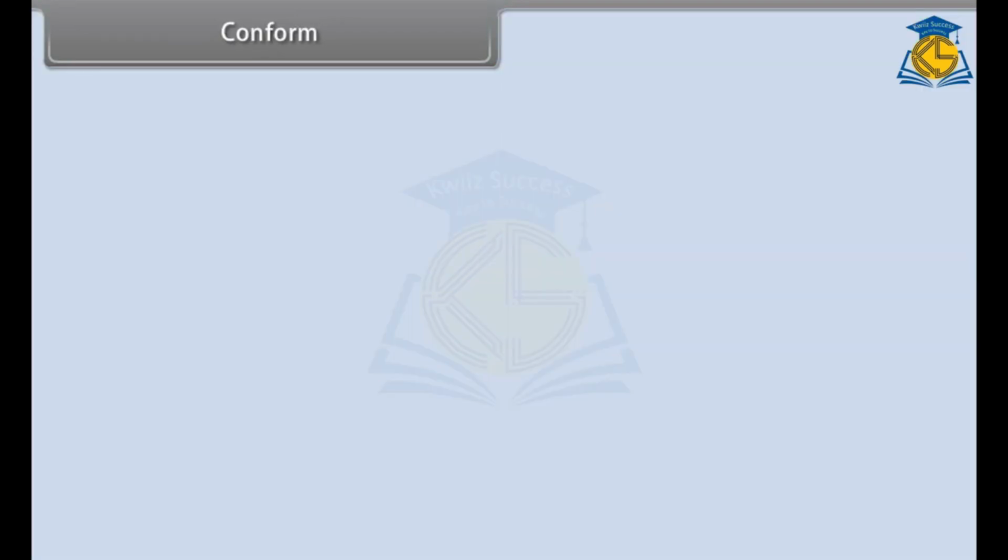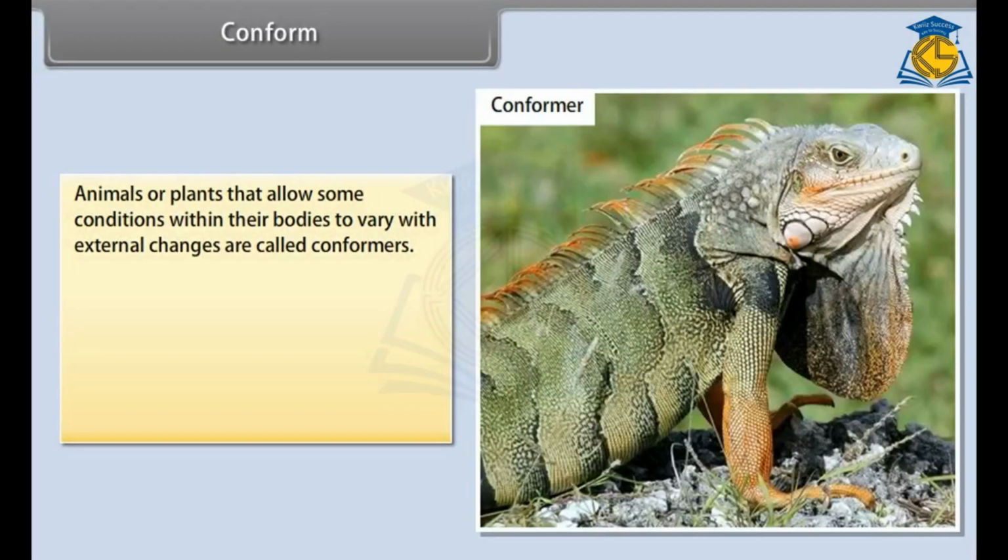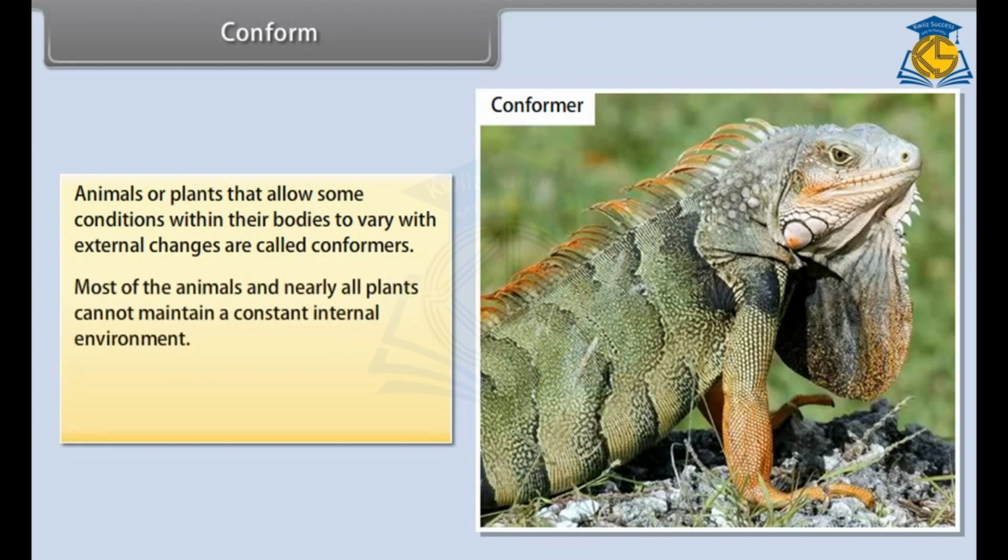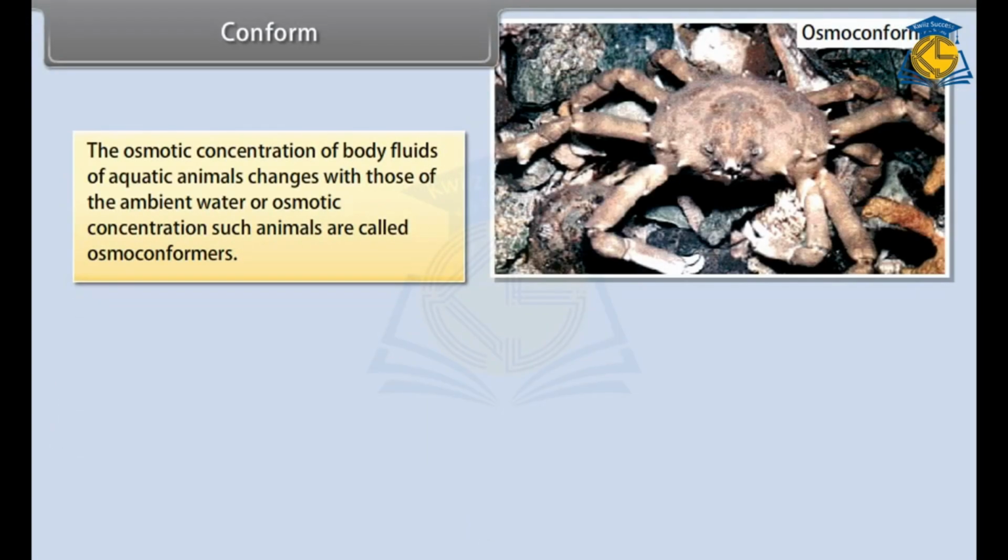Conform. Animals or plants that allow some conditions within their bodies to vary with external changes are called conformers. Most of the animals and nearly all plants cannot maintain a constant internal environment. Their body temperature changes with the ambient temperature. The osmotic concentration of body fluids of aquatic animals changes with those of the ambient water or osmotic concentrations. Such animals are called osmoconformers.